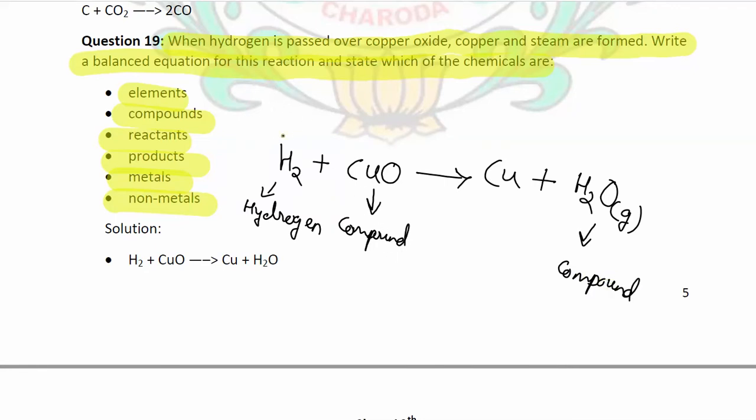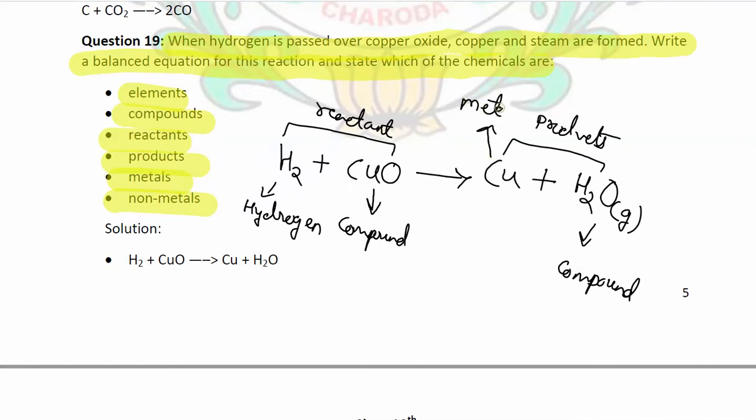Reactants. So the reactants are the hydrogen gas and the copper oxide here. Products are the copper and the water here. Okay, and next is metal. So here copper is metal, and all the others are non-metals here. So non-metals are hydrogen and oxygen. Both these are non-metals. So the answer for the given question has been answered here.